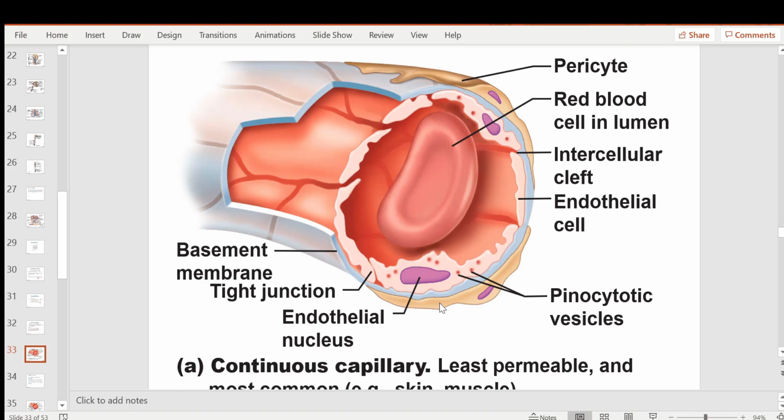So here you see in this diagram, these are the endothelial cells, and in between the endothelial cells in the wall you have the clefts. However, the clefts are very narrow. Intercellular clefts are very narrow, which makes the wall least permeable, and they are connected also by the tight junctions.